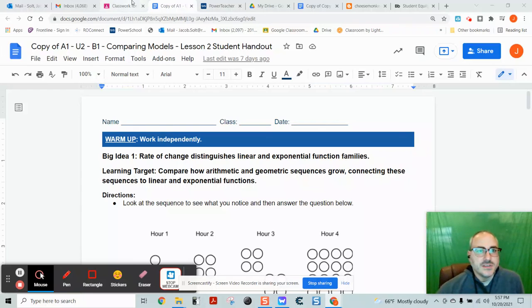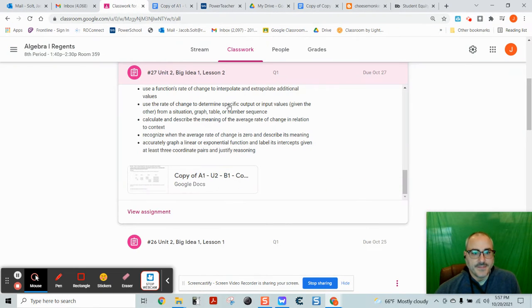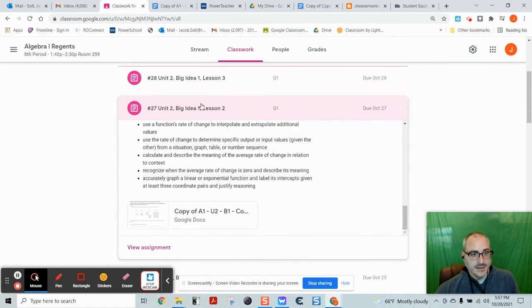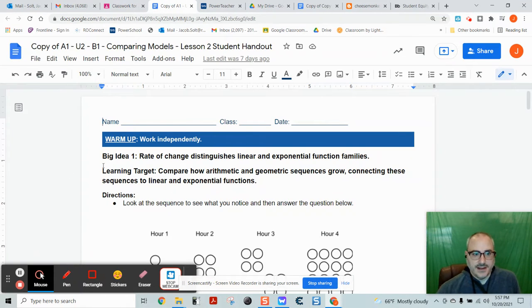All right, hello. Today we're doing number 27, Unit 2, Big Idea 1, Lesson 2. The big idea: there are going to be four big ideas in Unit 2. The first big idea is that the rate of change distinguishes linear and exponential function families.